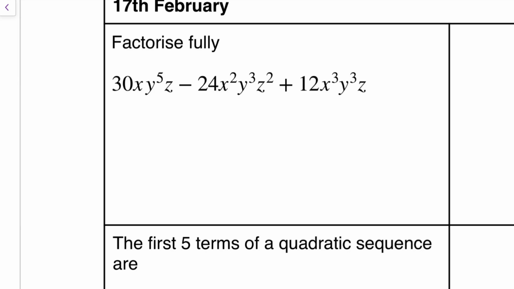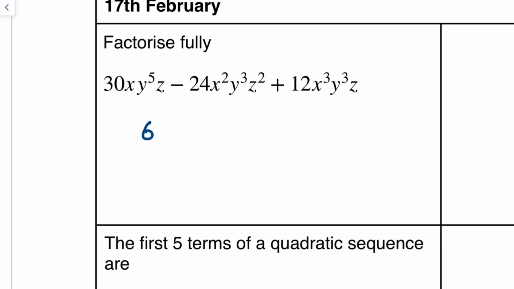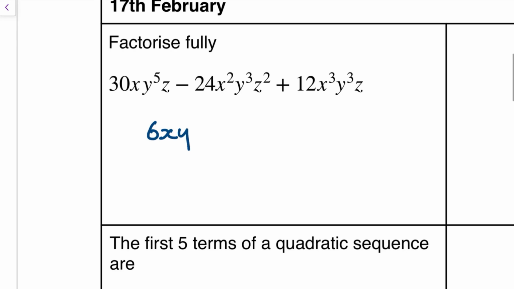So you can see all these numbers, 30, 24 and 12, all divide by 6. So I can definitely take a 6 to the outside. Then look for the lowest common multiple of x, so x squared and x cubed is going to give me x. Lowest common multiple of y is going to give me y cubed. And lowest common multiple of z, well, it's going to just be z, isn't it?